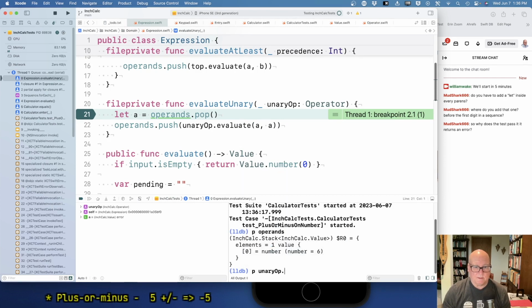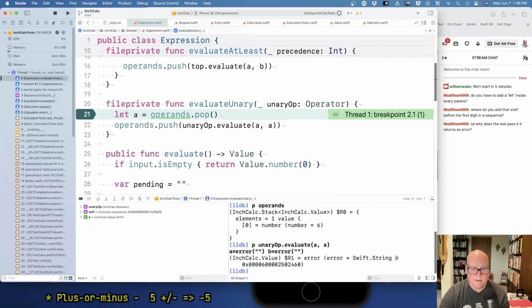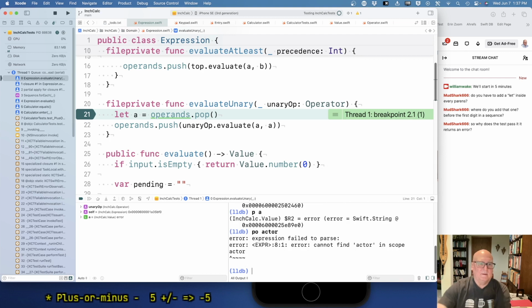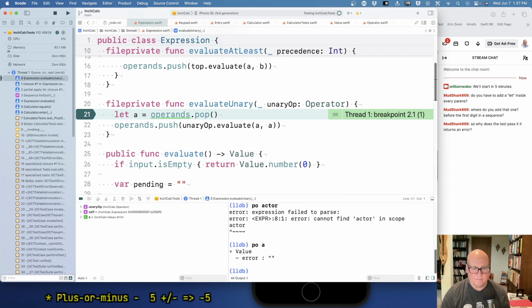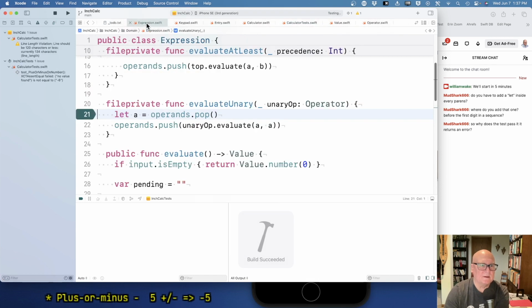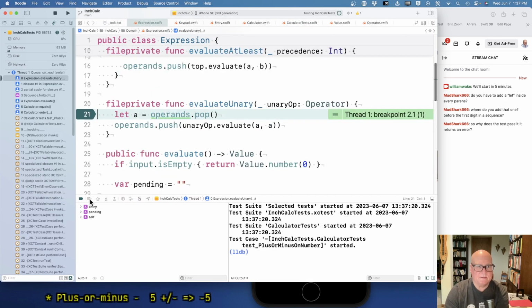If we print unary op dot evaluate AA. Ooh. A equals 0, B equals 0. Let's see what A is. It should be number 6. Whoops. Value error. Sorry, I'm being dense here. Okay, we'll continue. Continue.